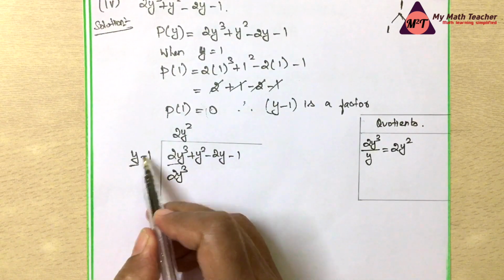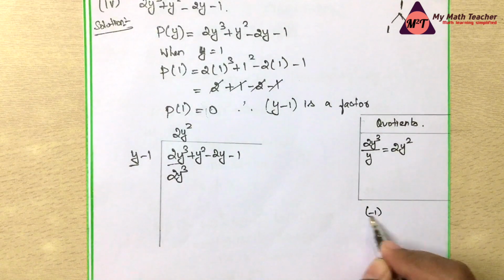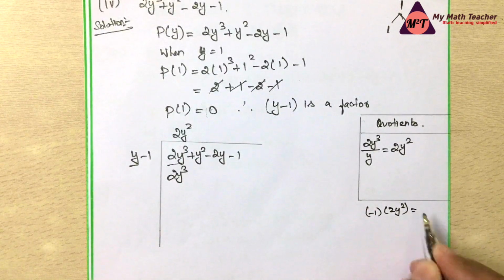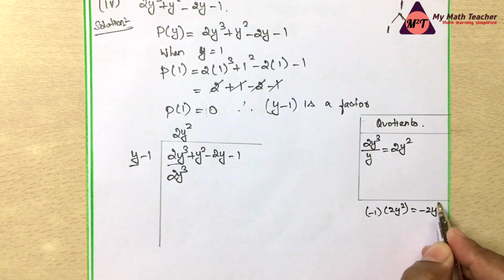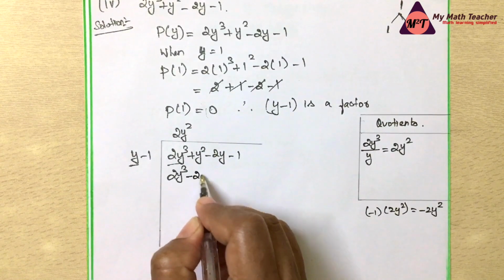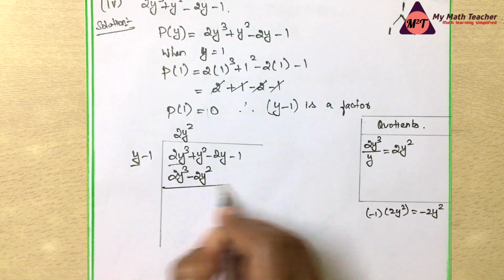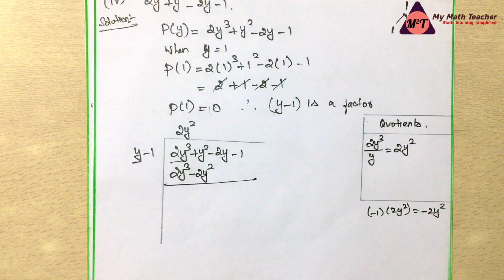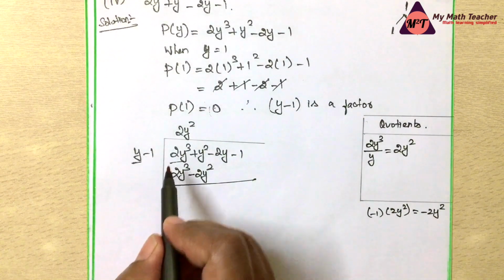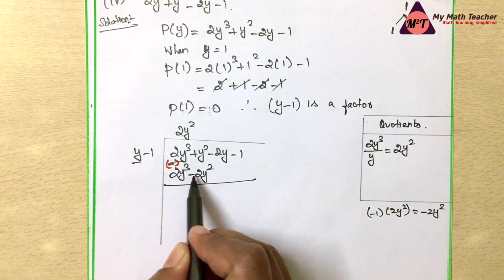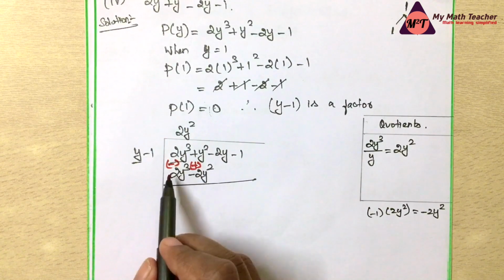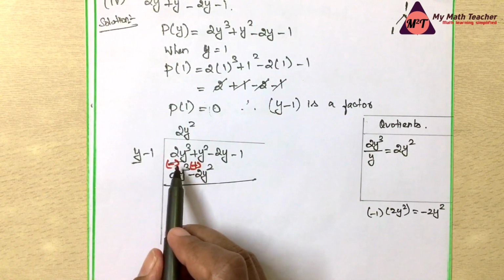Now multiply these two terms: 2y square into y, which is 2y cube. Now minus 1 into 2y square, that is minus 2y square. Now subtract it. To subtract, we have to change the sign. So positive, make it negative, and negative, make it positive. This is the sign which we have to consider while subtracting.